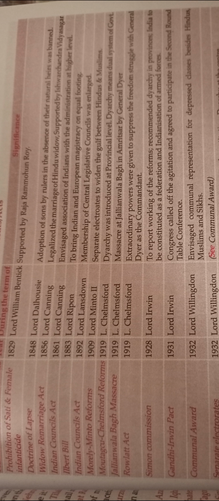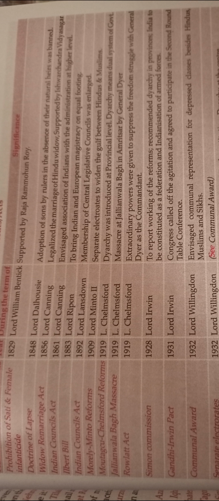Next, under the guidance of Canning in 1861, the Indian Councils Act was passed. Its significance: it envisaged association of Indians with the administration at a higher level. Ilbert Bill, 1883, under Lord Ripon, was meant to bring Indian and European magistracy on an equal footing, but it was taken back by the British because Europeans didn't want it implemented. They didn't think Indian lawyers were equal to Europeans, and they fought against equality between European and Indian lawyers. So I don't think it succeeded well. It was at last taken back.